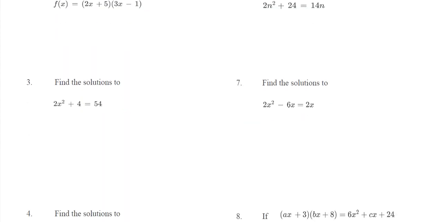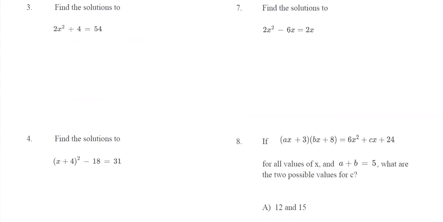All right, moving down. Got a couple more here, 3 and 4. The game changes slightly because now it's not in factored form, and this is going to be tough to factor because there is no x term. There's an x squared and there's constants, but no x. So usually that means I can take the square root. So I'm going to get the squared term by itself by subtracting 4 from both sides. And I get 2x squared equals 50. And then I'm going to divide both sides by 2. And I get x squared equals 25.